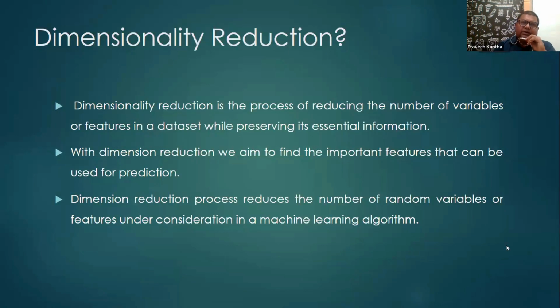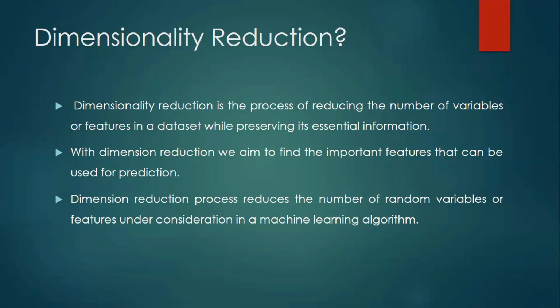First, what is dimensionality reduction? Dimensionality reduction is the process of reducing the number of variables or features in a data set while preserving its essential information. Because as we know, the data set contains numerous data which are not used during the predictions. These data are called noise data, and they must be removed from the data set, so we use the dimensionality reduction method, through which we can select just those features which are used for the predictions, or the feature selection methods.